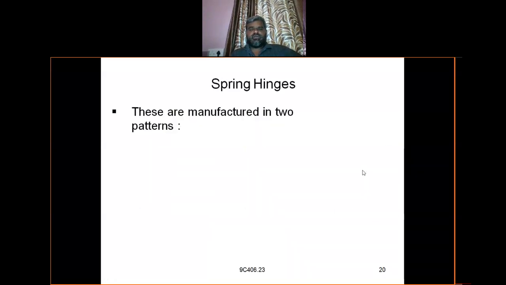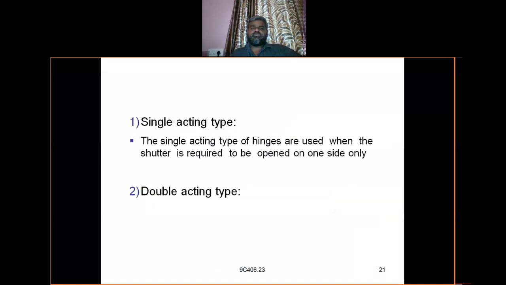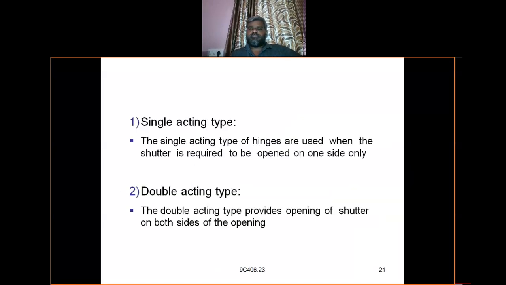Spring hinges. This type of hinge is manufactured in two patterns. One is single acting and another is double acting. Single acting type of hinges are used when the shutter is required to be opened on one side only. Double acting means when opening of the shutter is required on both sides of the opening.